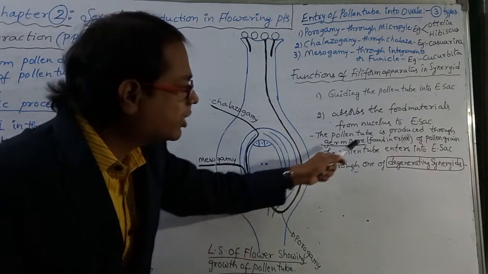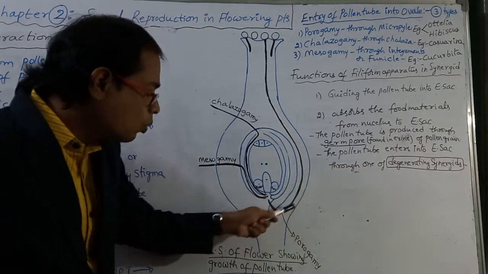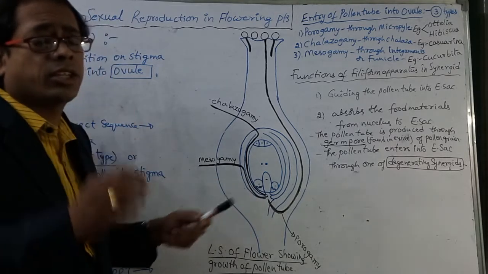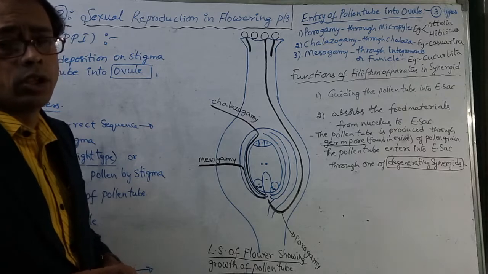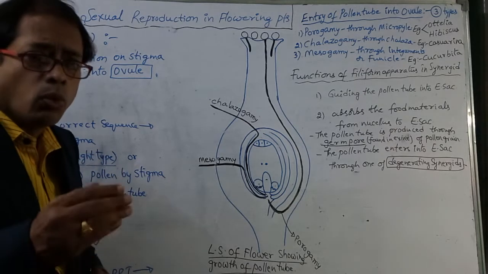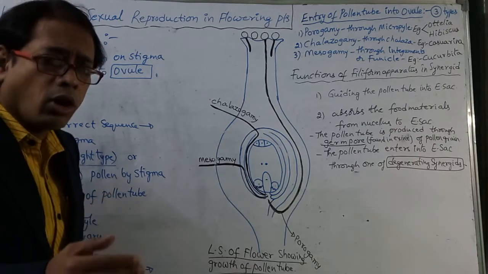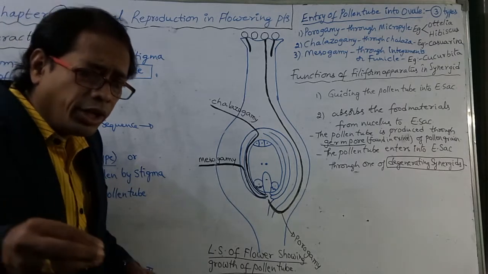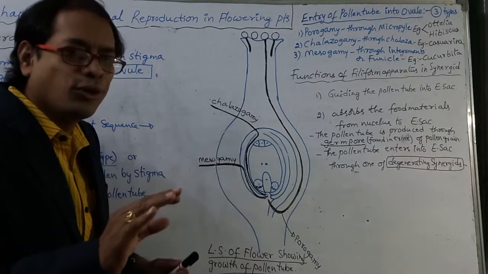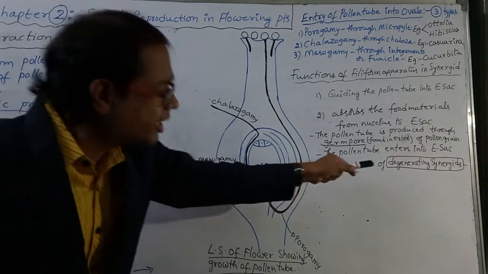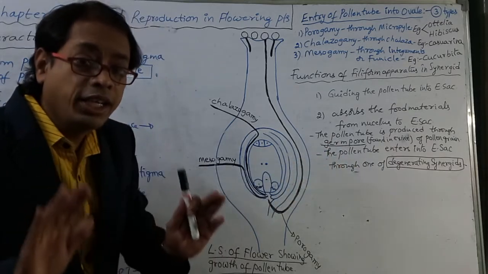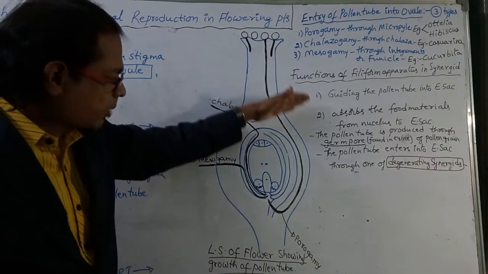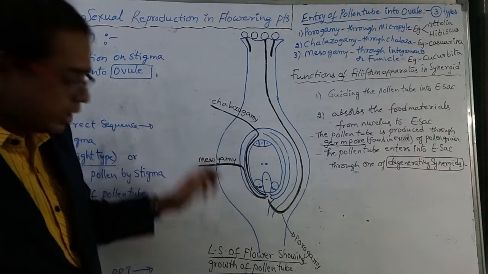The pollen tube enters into embryo sac through one of the synergids. Through one of the degenerating synergids, you have to say. Of those two synergids, one synergid is going to degenerate. So the pollen tube enters into the embryo sac through one of the degenerating synergids. Like this, the pollen pistil interaction will occur.